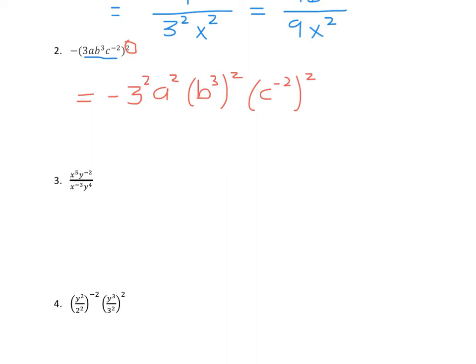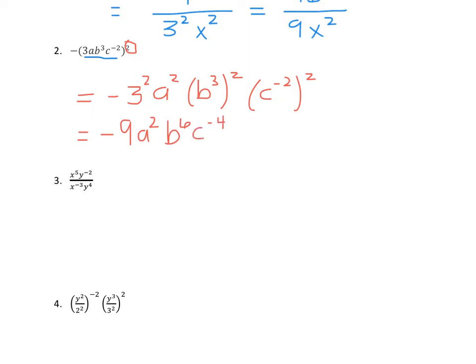We can go through and do some more simplifying. So 3 squared becomes 9. A squared is just a squared. B cubed squared, we multiply the 2 and the 3, and so that becomes b to the 6. And for the c, we multiply the -2 and the 2, and we get -4.